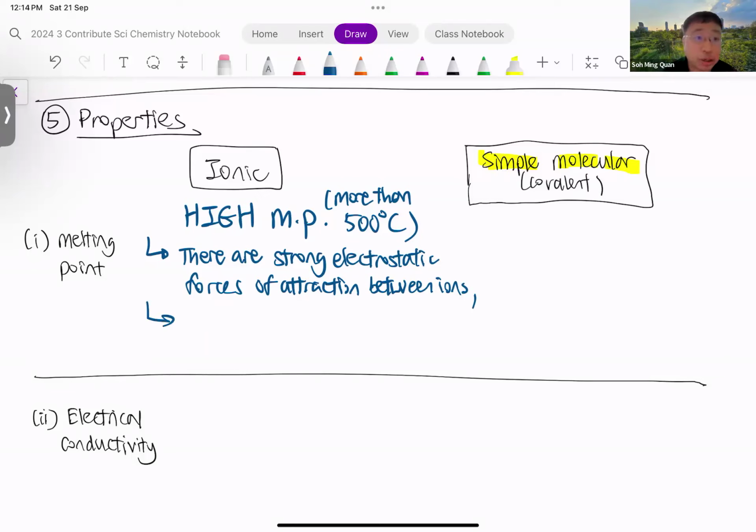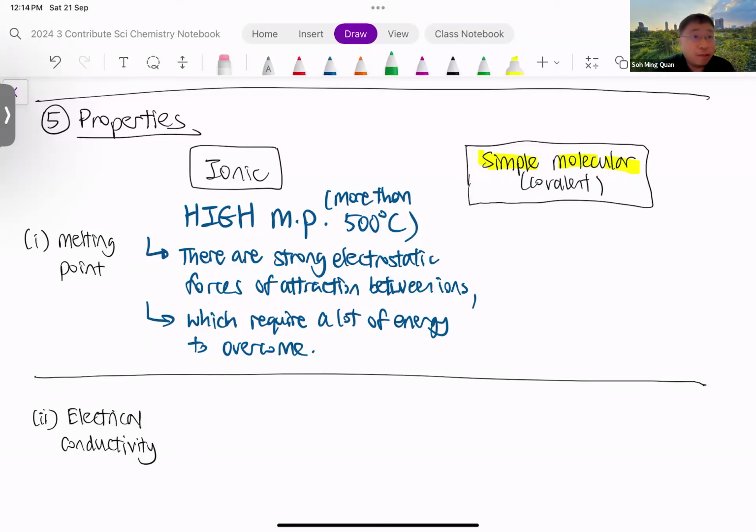So there are strong electrostatic forces of attraction between the ions in magnesium chloride, in calcium fluoride, sodium oxide, and so on. So long as a metal and non-metal is ionic, there are strong electrostatic forces of attraction between the ions, which require a lot of energy to overcome. So you need to supply a lot of heat energy to overcome these strong electrostatic forces of attraction between the ions.